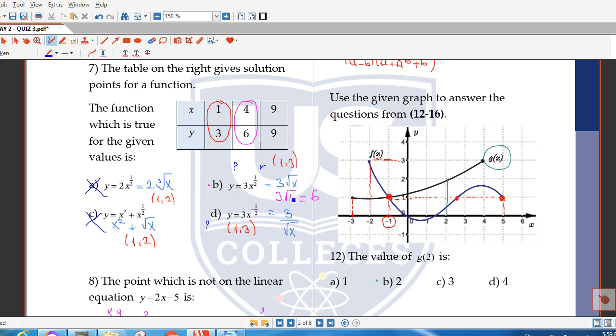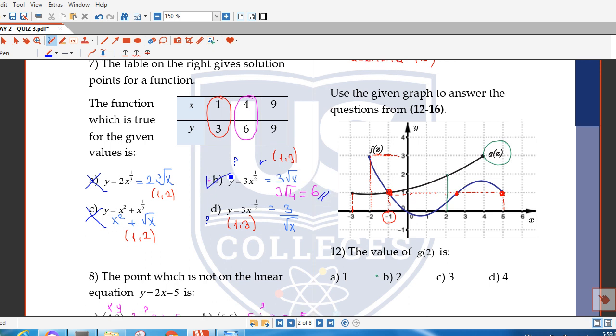If I write 4 instead of x, the root of 4 is 2. 2 times 3 is 6. It is okay with the second point, so the answer is B.